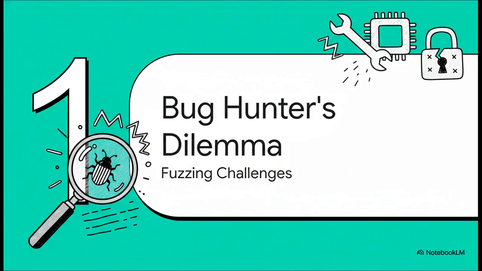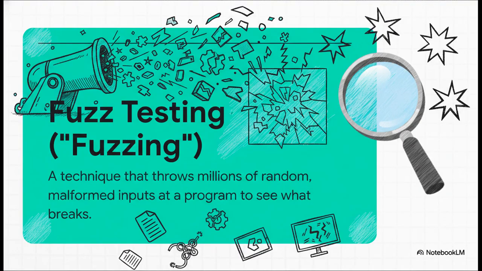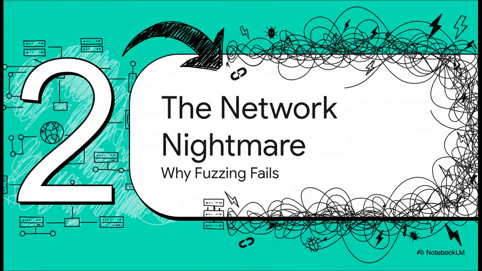For years, their number one weapon in this fight has been a technique called fuzz testing, or fuzzing. The idea is actually simple, but it's really powerful. You just bombard a program with junk data, millions of slightly broken files or weird network packets, and you just wait for something to crash. It's an incredibly effective, automated way to find those hidden vulnerabilities. But, and there's always a but, right?